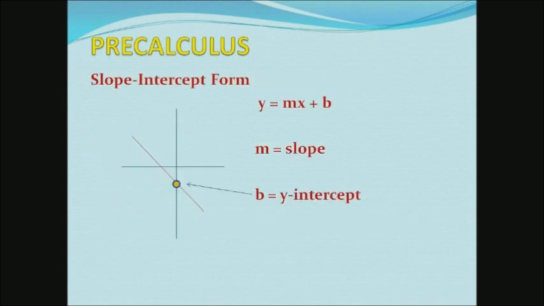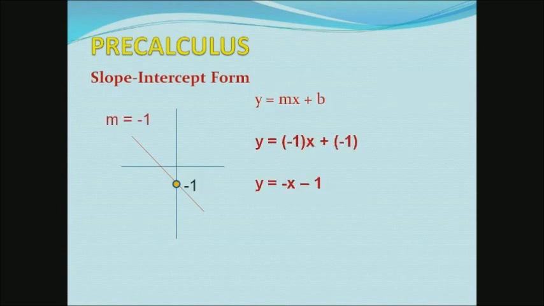So the first one is the slope intercept form, wherein the form is y equals mx plus b. So again, y equals mx plus b, wherein m is the slope of our line and the b is our y-intercept, or the point where our straight line intersects with the y-axis.